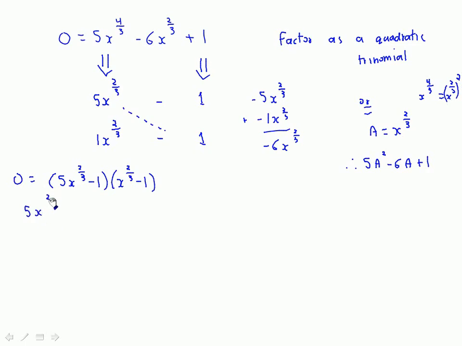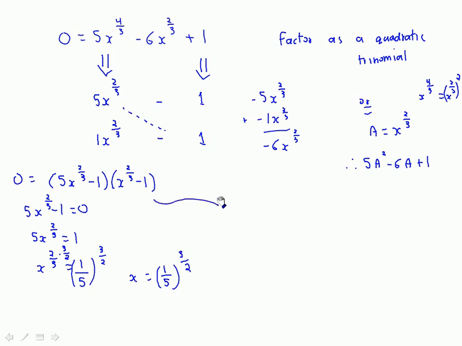And then 5x to the 2/3 minus 1 is equal to 0 will give you 5x to the 2/3 is equal to 1. And then x to the 2/3 is equal to 1 over 5. And then by raising both sides to the reciprocal, 3/2, we would get x is equal to 1/5 to the 3 over 2. Now this could also be written as 1 over 5 to the 3 over 2.